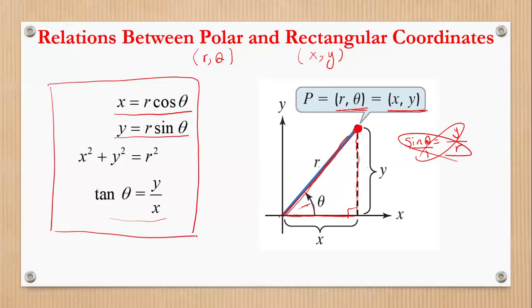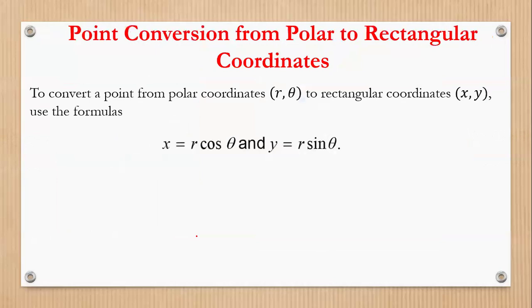Why do we need to know them? Because sometimes they give us a point in the rectangular coordinate based on x and y, and they ask us to find the polar coordinate of that. Or vice versa, we will have a point in polar coordinates, and we need to convert it to rectangular coordinates. Let's look at the next example. But we know that every time we have a point in polar coordinates and we want to convert it to rectangular coordinates, we use these two: x is equal to r cosine theta and y is equal to r sine theta.